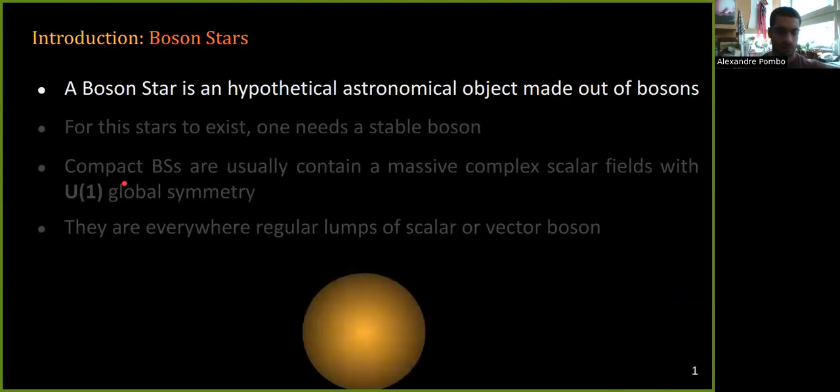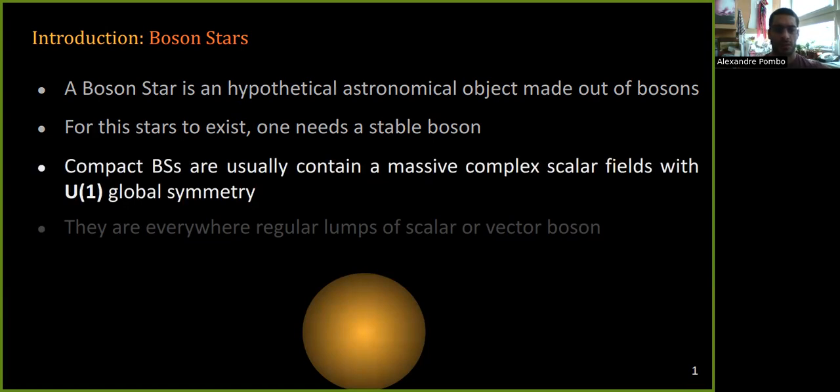First, what is a boson star? A boson star is a hypothetical astronomical object that is made out of bosons. You can imagine this as a cotton cloud. For these stars to exist, one needs a stable boson in nature. I would like to point out that the name "stars" comes from the fact that these solutions have the size of a star, not because they fuse elements and emit light.